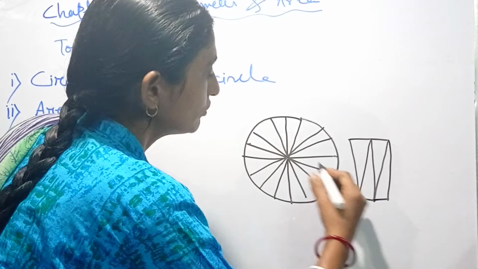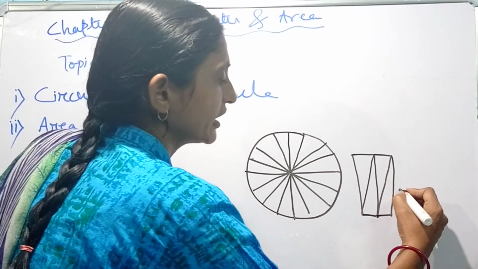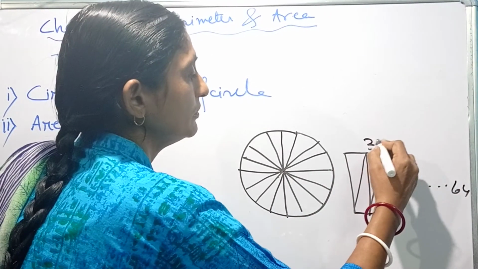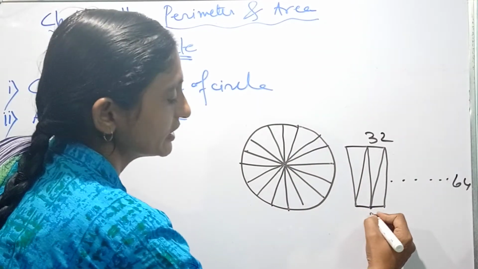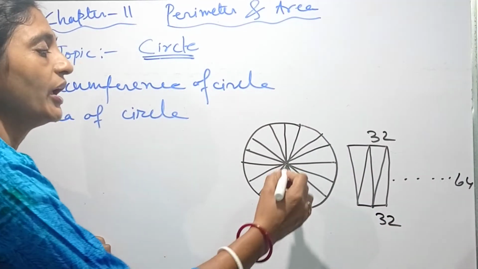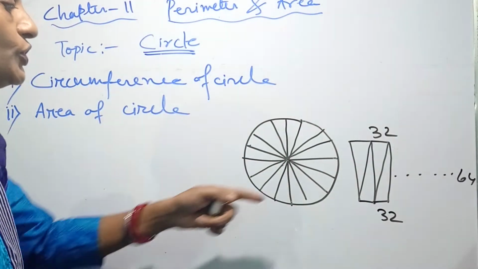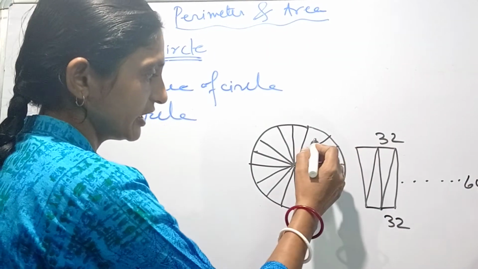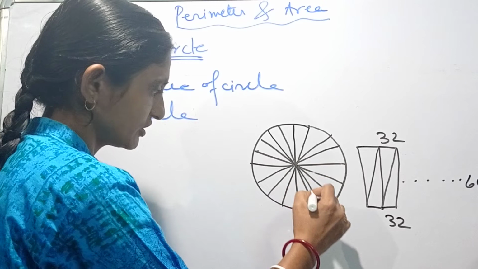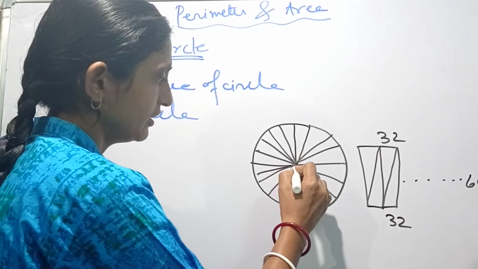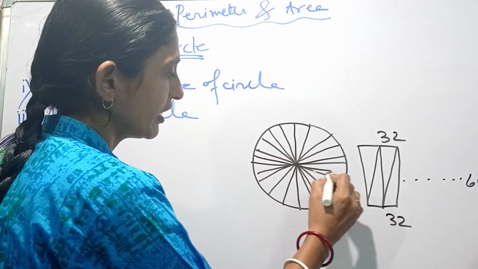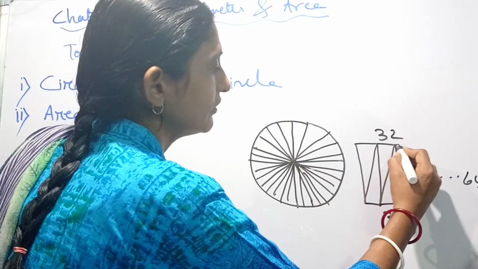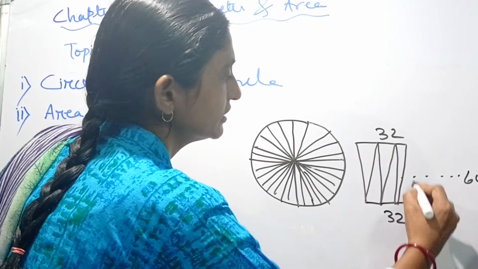In this way, when I put these 64 small triangles, the length of this side will become 32, and that side will be another 32. The radius of this circle, let it be that I have divided it into 32 small sectors. When I have arranged all the sectors, I am getting a rectangle.